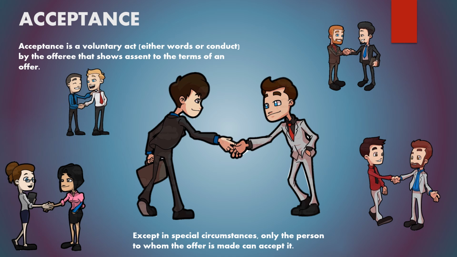What would be a special circumstance? Well, let's say you have a designated agent who you have empowered to accept offers on your behalf. For example, you're selling your house. You probably hire a real estate agent to deal with selling the house. And you will empower this real estate agent to accept all offers over a certain amount.